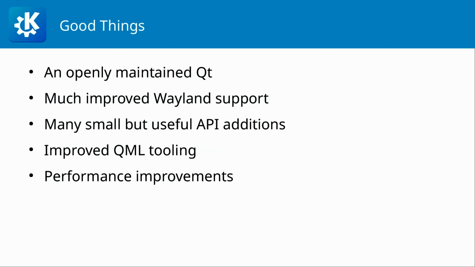But enough about problems, let's talk about some good things. What are we looking forward to in Qt6? First and foremost, an openly maintained Qt, like I've just said. Then we're looking forward to a much improved Wayland support, because Wayland is a very important target platform for us. We're looking forward to many small but still useful API improvements and additions that aren't really worth mentioning individually right now. We're looking forward to much improved QML tooling and performance improvements in general.